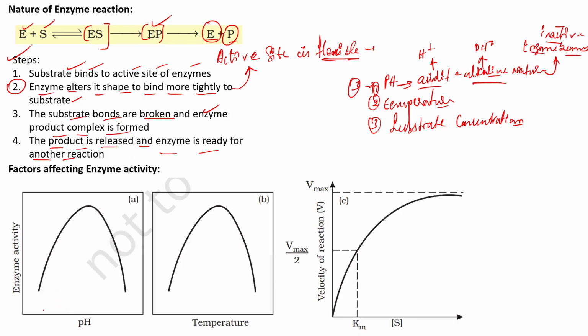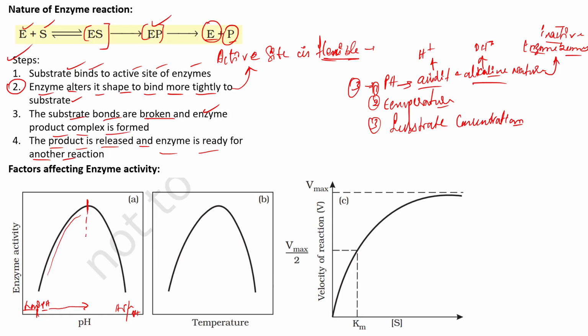On the x-axis, we can see that the pH is low. We can write this as low pH, which mainly means acidic conditions. This side is high pH. You can see that when the pH is completely low, the enzyme activity is completely nil. But as the pH goes on increasing, the activity also increases, but only up to a certain extent.